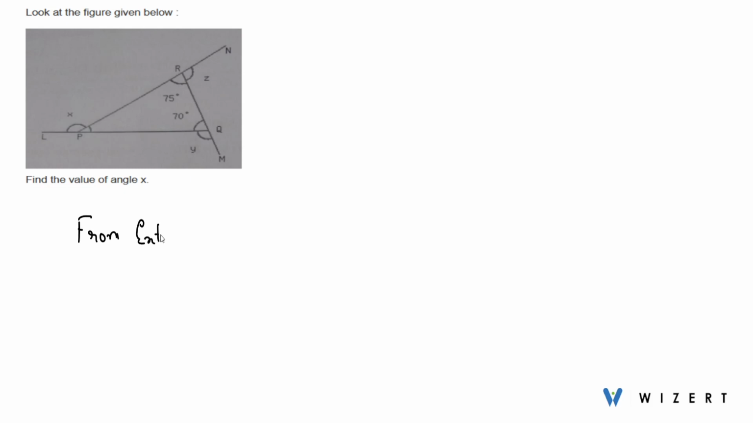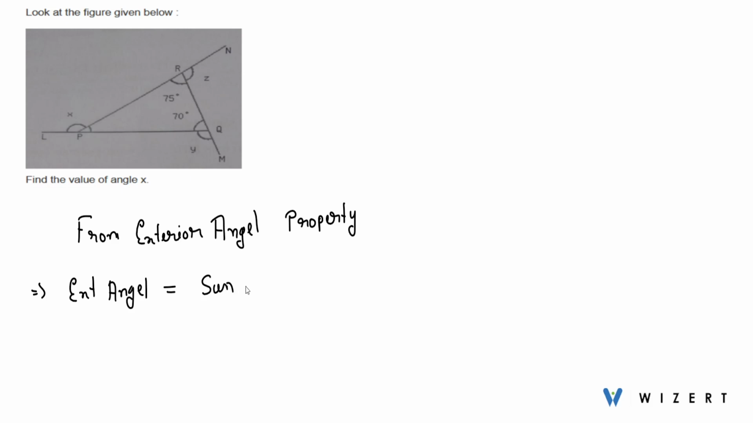exterior angle property, it says that exterior angle equals sum of opposite two interior angles.